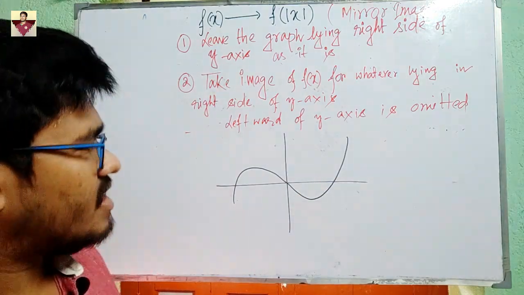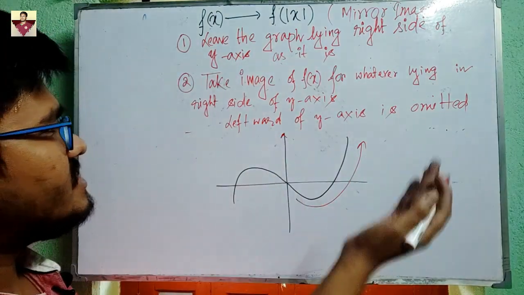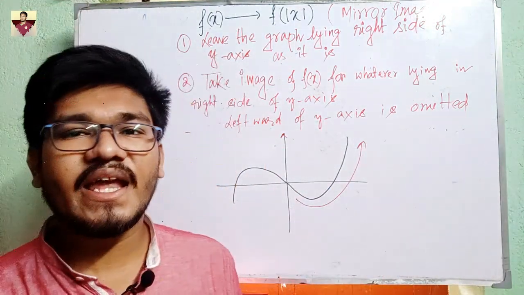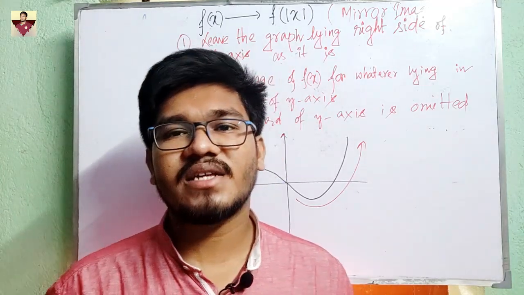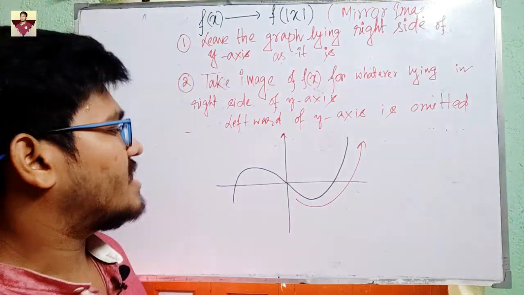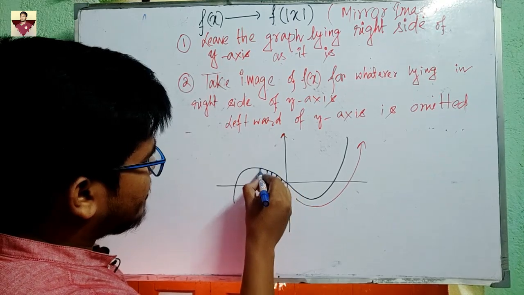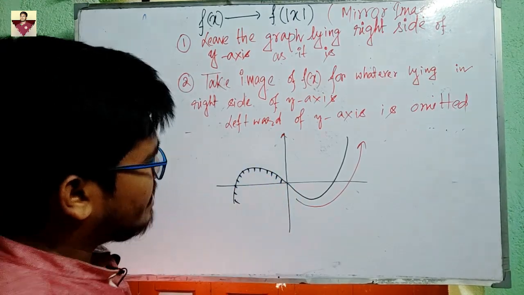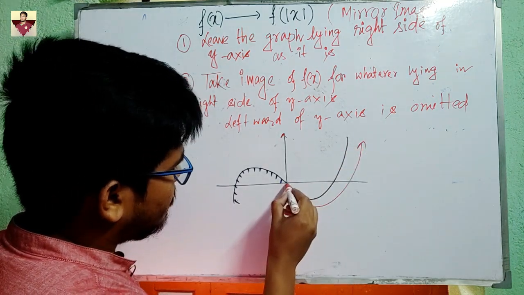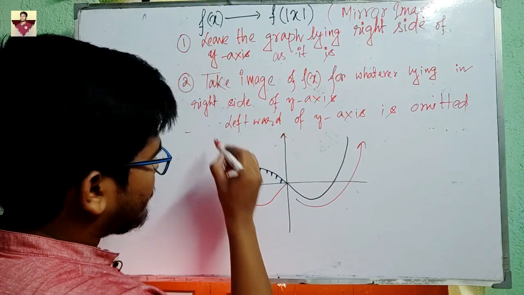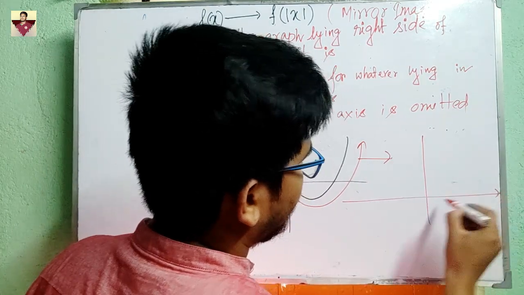So whatever is on the right side of the y-axis, you should take an image of this about the y-axis on the left side, so in place of whatever was there for x less than 0, take the image for x greater than or equal to 0. So all you need to do is neglect this x less than 0 part, and take the image of whatever is lying on the right side. So your graph will look like this. So the resultant graph of the final f of mod of x will look like this.